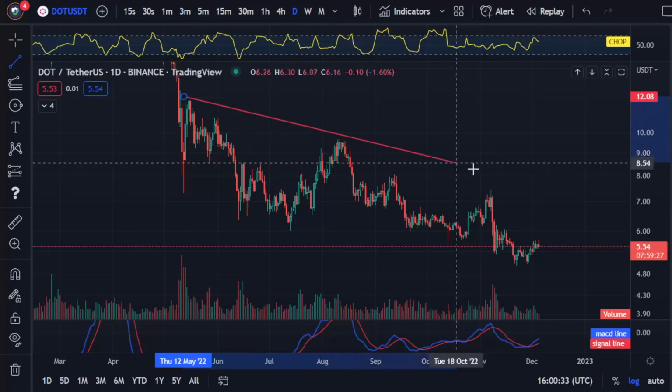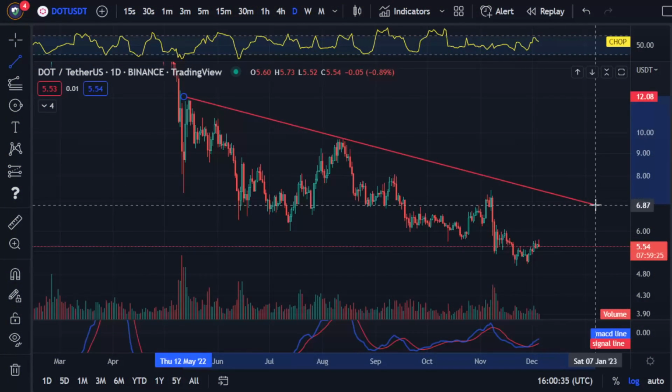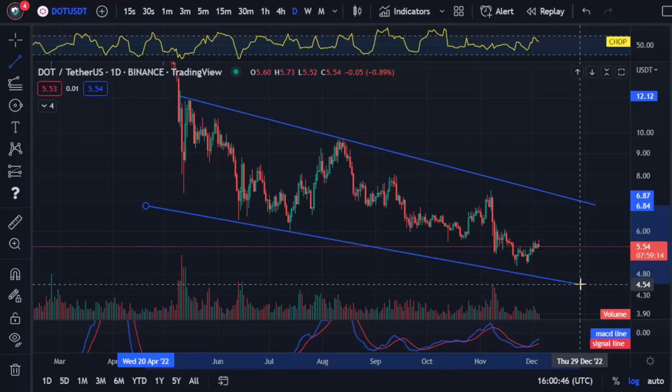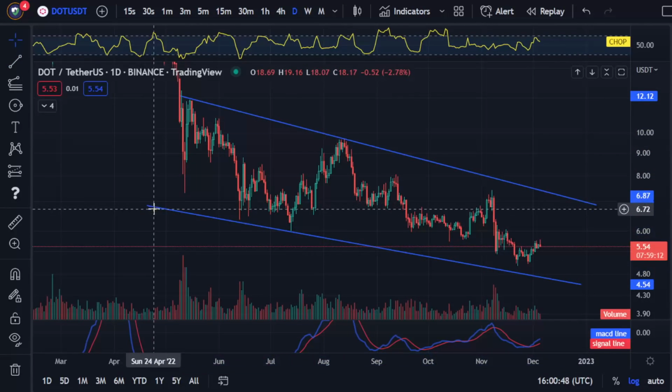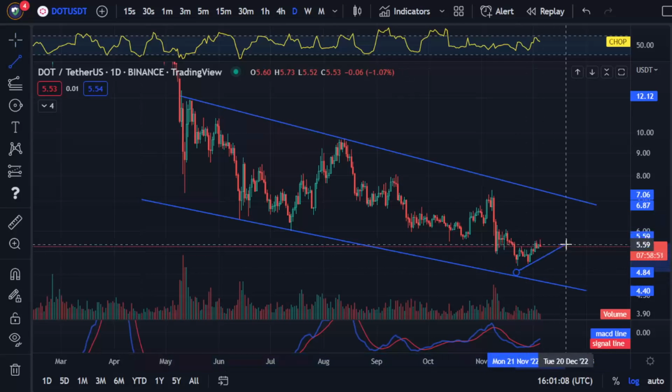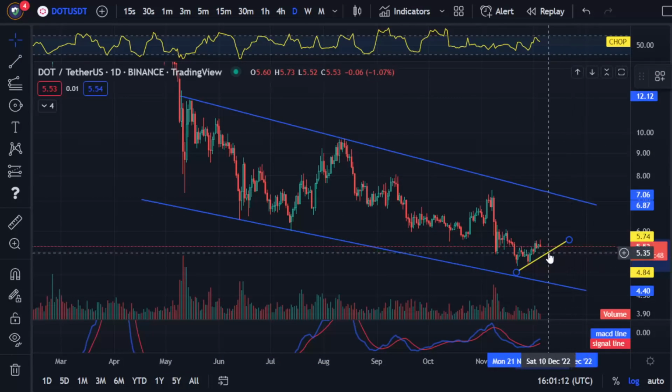Another one in today's review is Polkadot paired with USDT, on a one-day interval. As we can see, the price has been moving in a downtrend channel for a long time, but locally with the yellow line we can mark a local uptrend line.